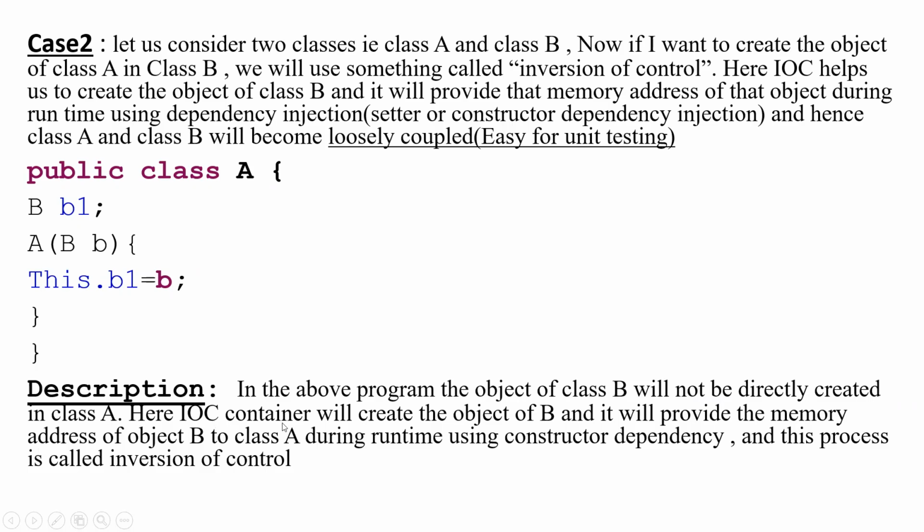Here, there are two types of IOC containers. You will understand: one is the bean factory, and one is the application context container. Here, the IOC container will create an object of B, and it will provide the memory address of object B to class A during runtime using constructor dependency injection, and this process is called inversion of control. Guys, you can observe one phrase, during runtime. During runtime, it is passing that memory address.